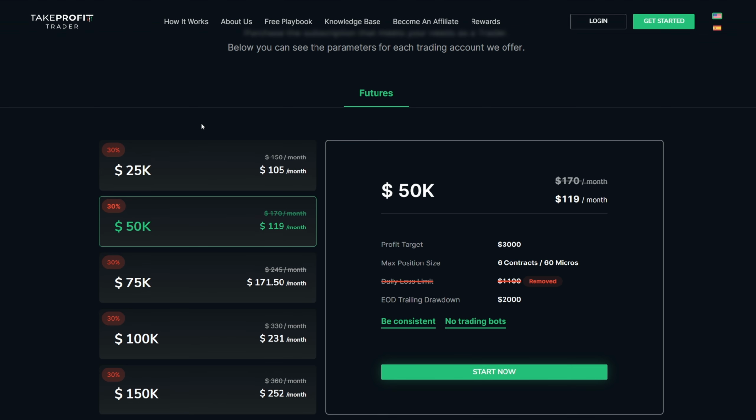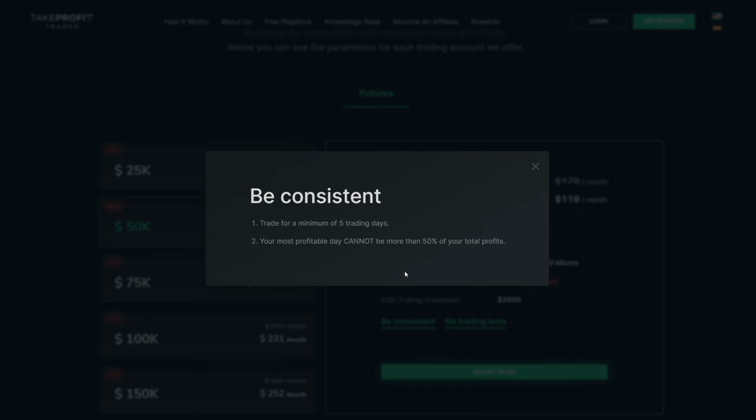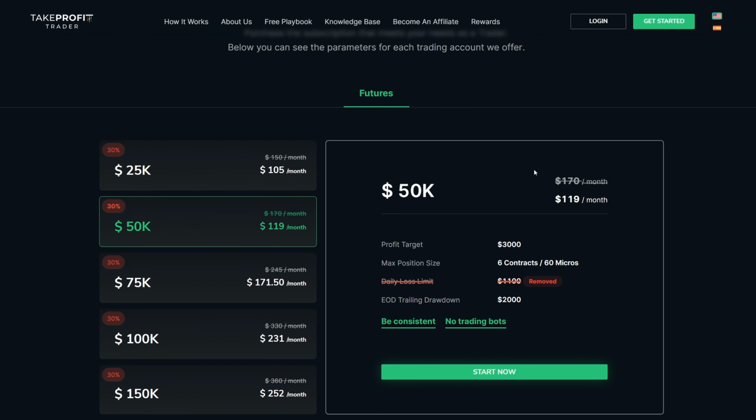All right, so now let's go ahead and talk about the first two cons out here. The first one's going to be when you're on this page right here, the pricing page, where it says be consistent. We look at number one, trade a minimum of 5 trading days. Some other prop firms like Apex, you can pass in as little as 1 day. And with Take Profit Trader, it's going to take you 5 trading days in order to pass the evaluation.